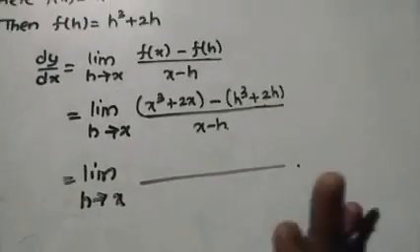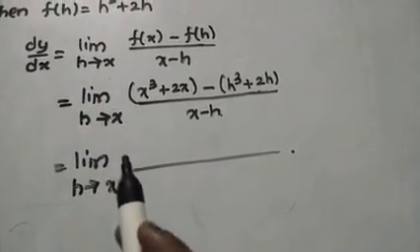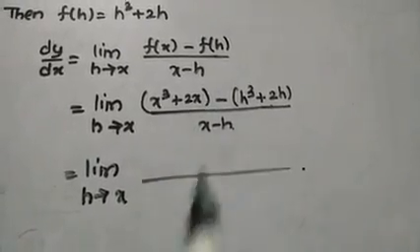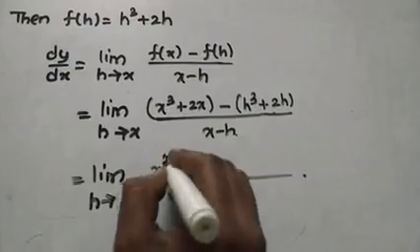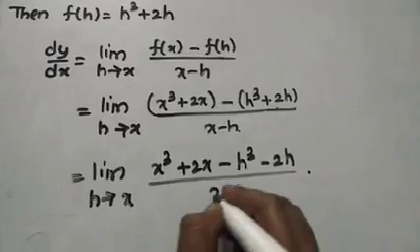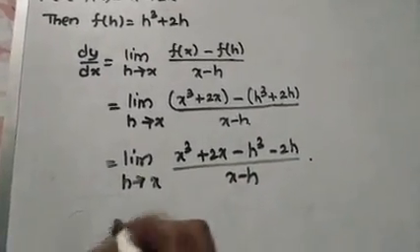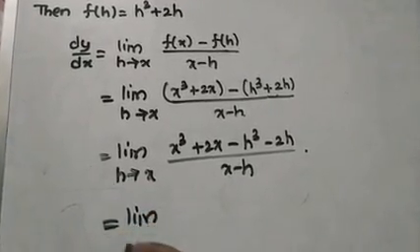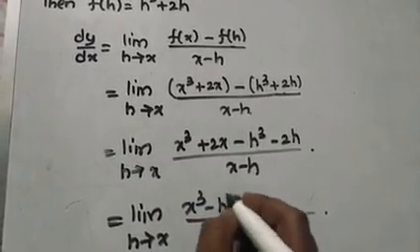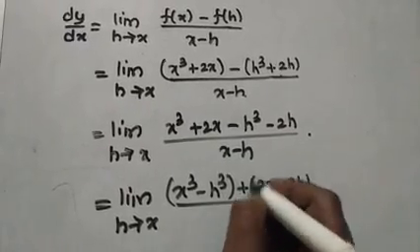Now how to solve this type of question? The first thing in the mind should be that we will take the same power terms together. Here is a cube term, here is also a cube term. We will first of all take the cube terms together. So first of all, let us open the bracket here. Just opening the brackets. Now let us take the same power terms together. x cube minus h cube, this term together, plus 2x minus 2h, this term together.